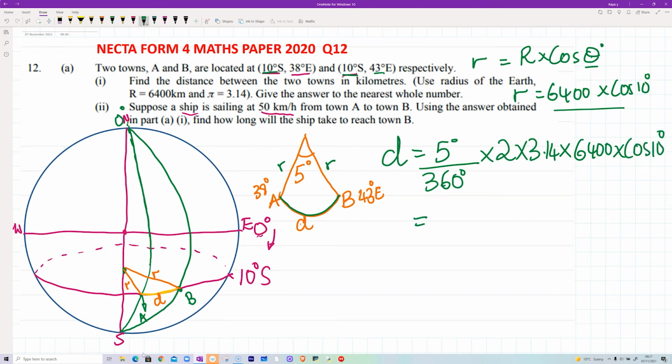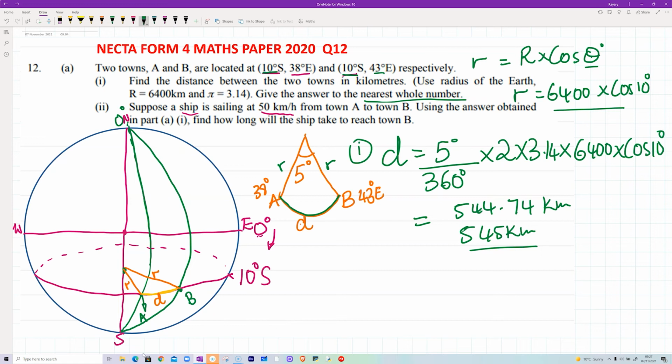Now guys, if you work this out, you will get 544.74 kilometers. Now we are told to give the answer to the nearest whole number, so that's going to be 545 kilometers. So this is the answer for part I, guys.